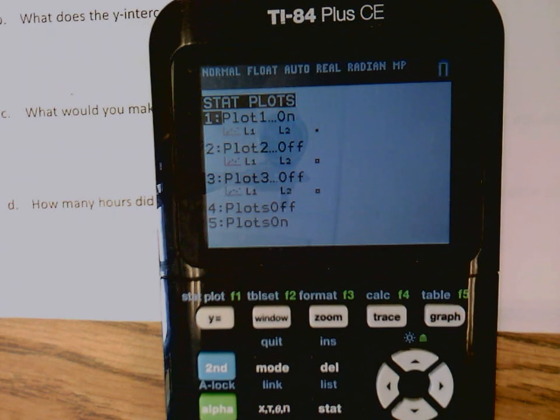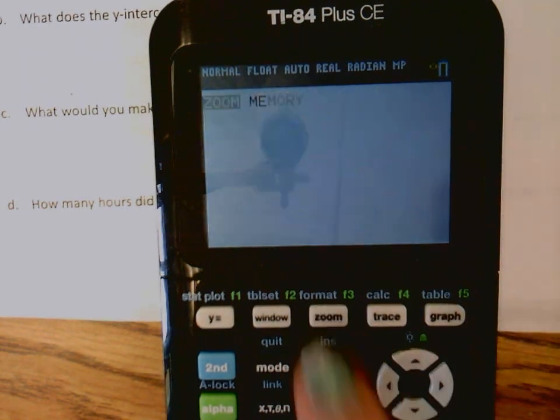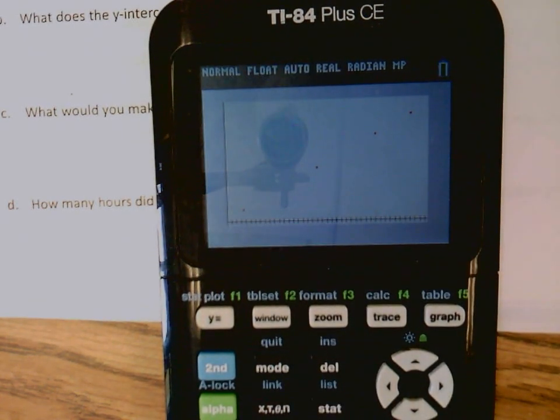So then if you hit zoom stat, which is choice 9, so zoom 9, it should show you your 4 data points. Mine are kind of hard to see, but 1, 2, 3, 4. And then you can figure out if it looks like a line or looks like a quadratic or looks like an exponential. Did everyone get it to show up?